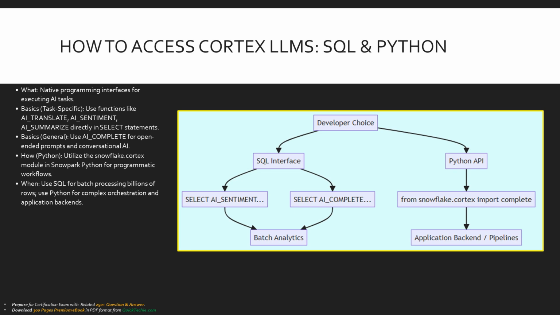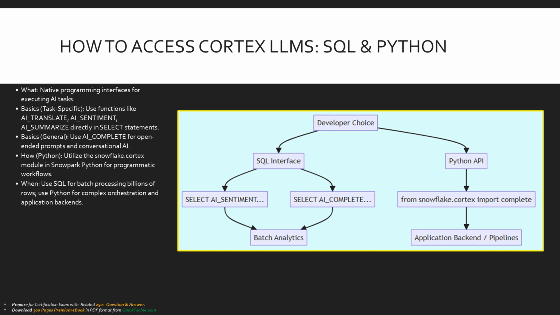Now, let us talk about implementation. How do you actually use these models? Snowflake has made this incredibly intuitive by exposing Cortex LLMs through both native SQL functions and the SnowPark Python API. For many common workloads, Snowflake provides task-specific functions. If you need to translate text, extract sentiment, or summarize a document, you can simply use functions like AI Translate or AI Sentiment directly in your select statements.